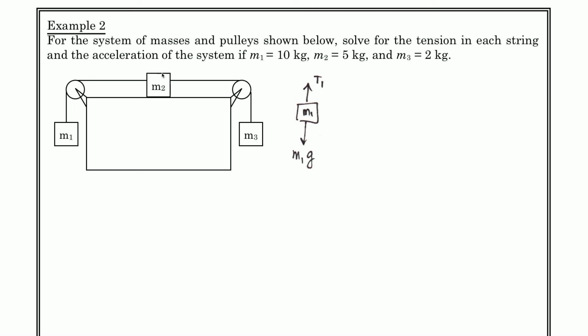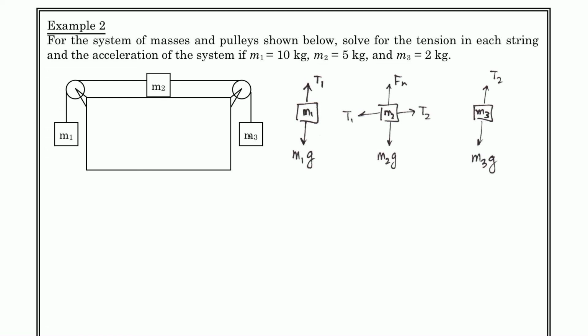Then we go to our middle block. We've got tension 1 pulling in this direction and tension 2 pulling in this direction, as we can see here. One's to the left, one's to the right. We also have the normal force, and we've got mass 2 times gravity, the gravity that's acting on mass 2. Finally, block 3: we have tension 2 pointing upwards, and the force of gravity acting on this guy pointing downwards. And this is the free body diagram for mass 3.